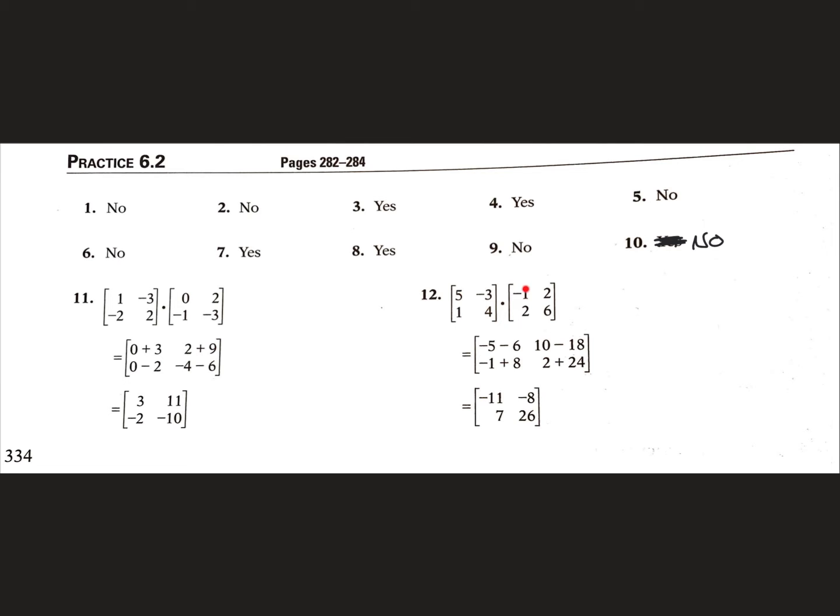12, you have 5 times -1 to get -5. -3 times 2 to get -6. 5 times -1, nope, sorry. 5 times 2 is 10. -3 times 6 is -18. To our next row, we have 1 and -1 to get -1. 4 times 2 to get 8. And then 1 times 2 is 2. 4 times 6 is 24. Combined to get a final answer of -11, -8, 7, and 26. So there's 11 and 12.